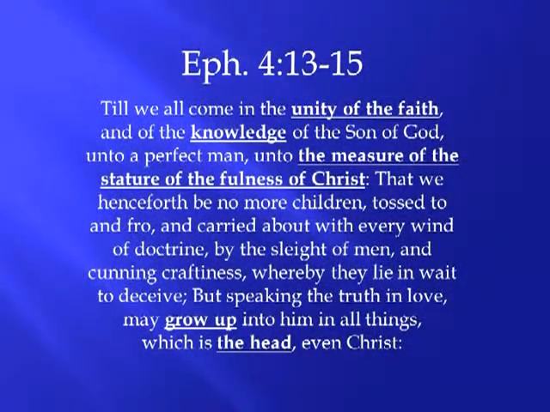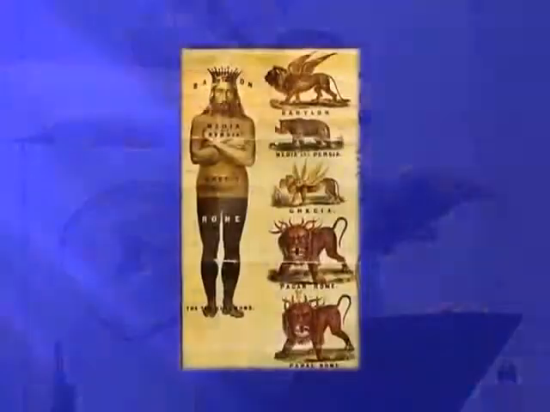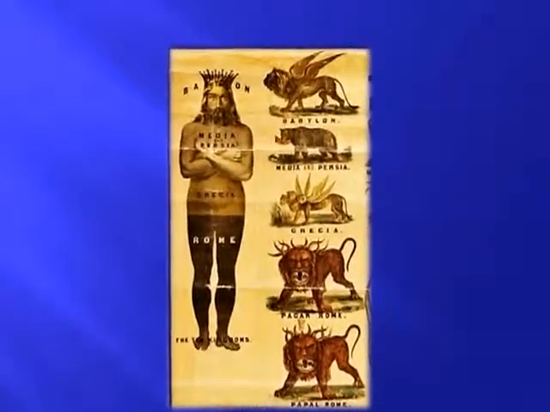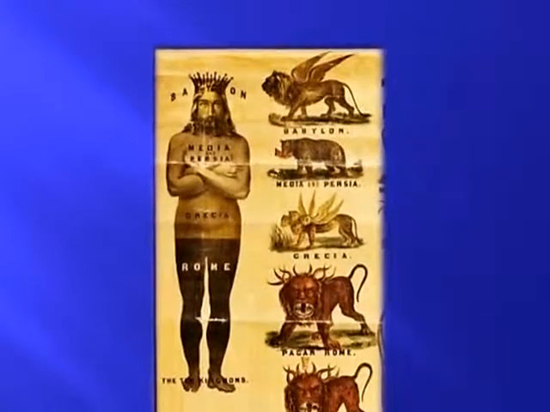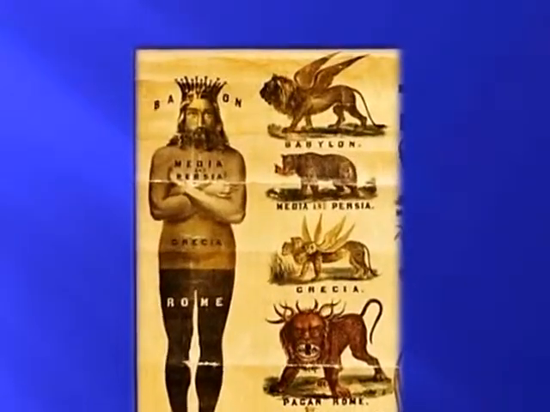Ephesians 4:13 through 15. Till we all come in the unity of the faith and of the knowledge of the Son of God unto a perfect man, unto the measure of the stature of the fullness of Christ. And then later on it says, but speaking the truth in love may grow up unto him in all things, which is the head, even Christ. So there in the image, you can see how we are to go back up that image. We're to grow up unto the full stature of the head, Jesus Christ. That's the growing up process that we saw in the sanctuary.